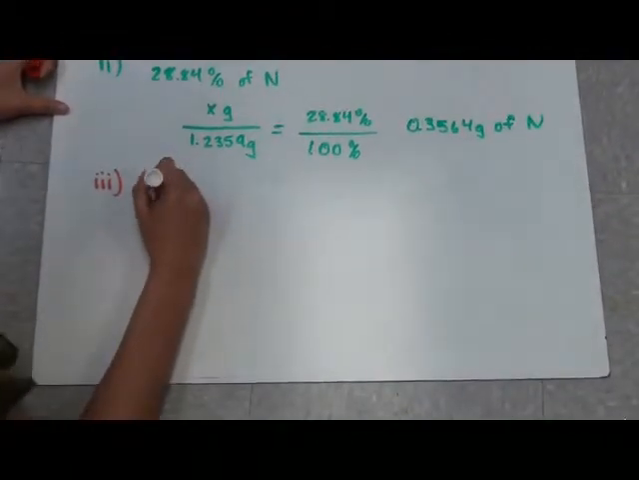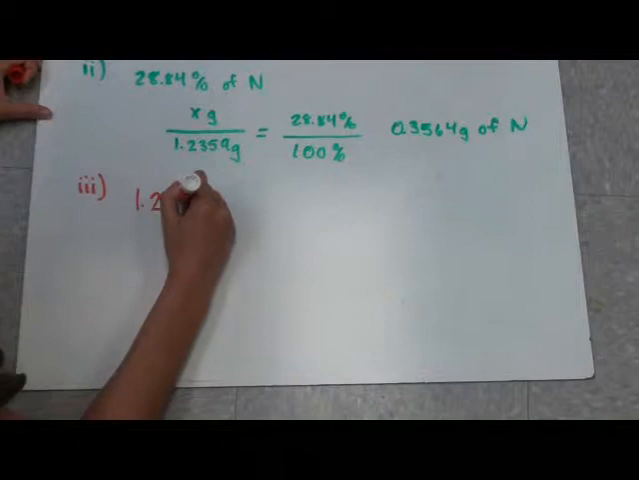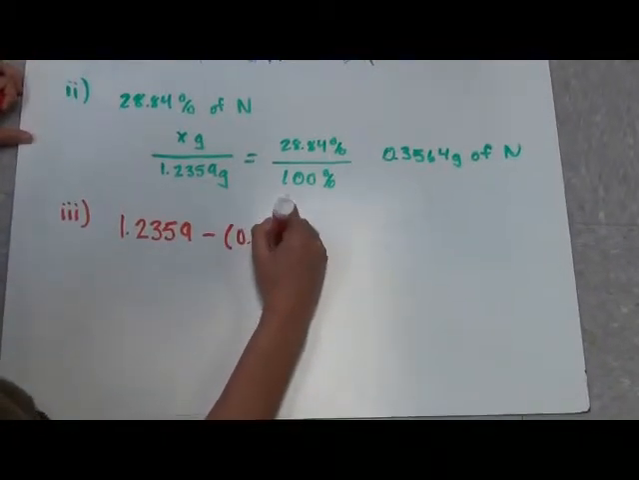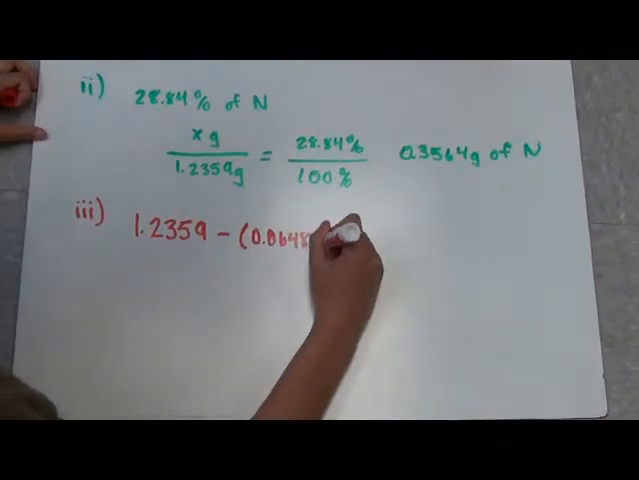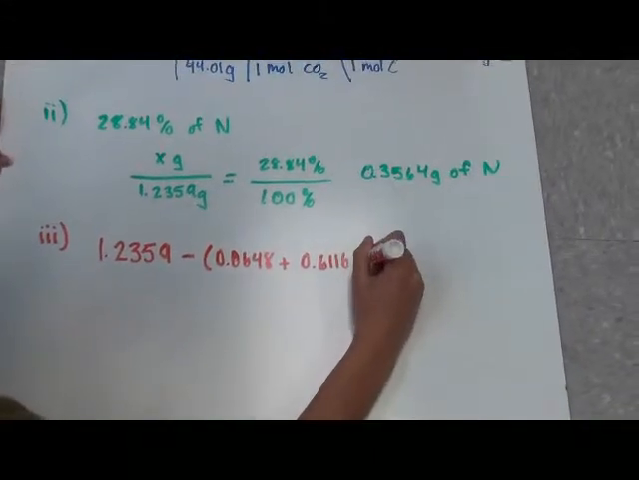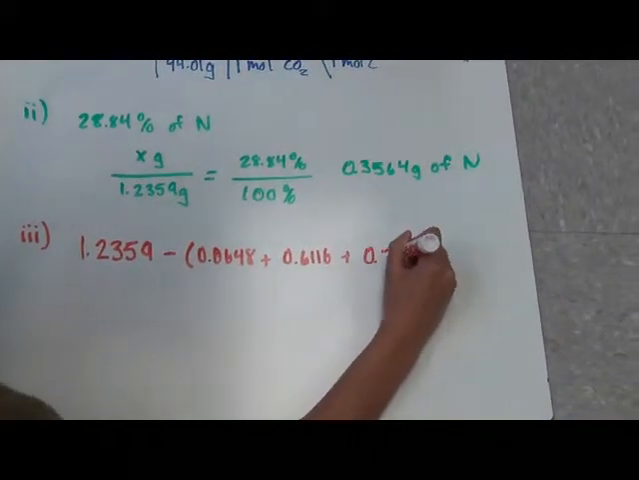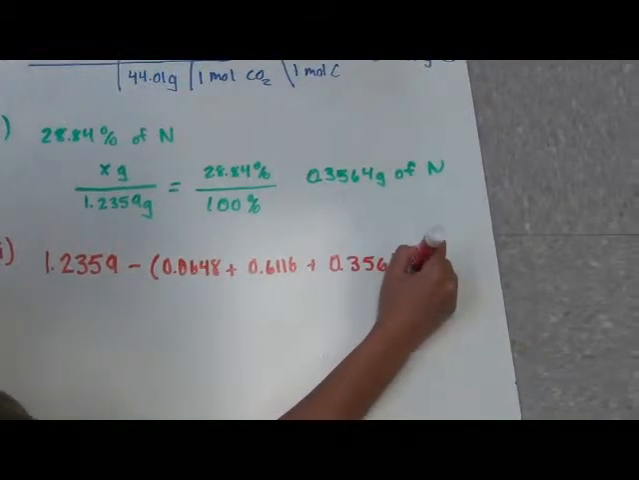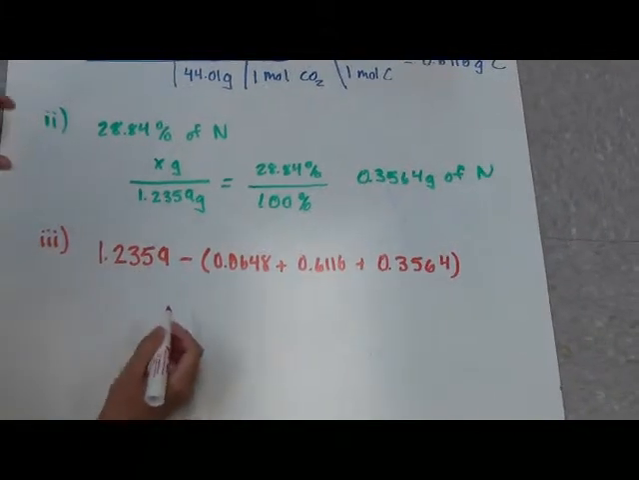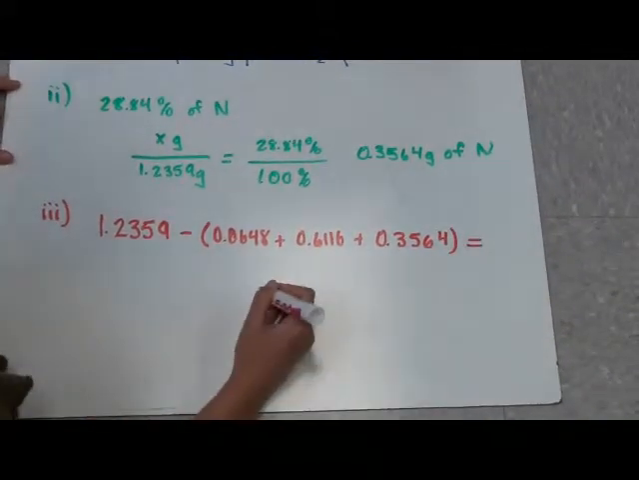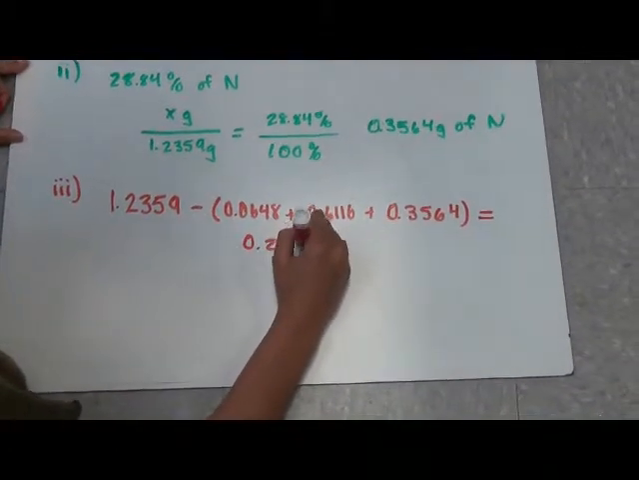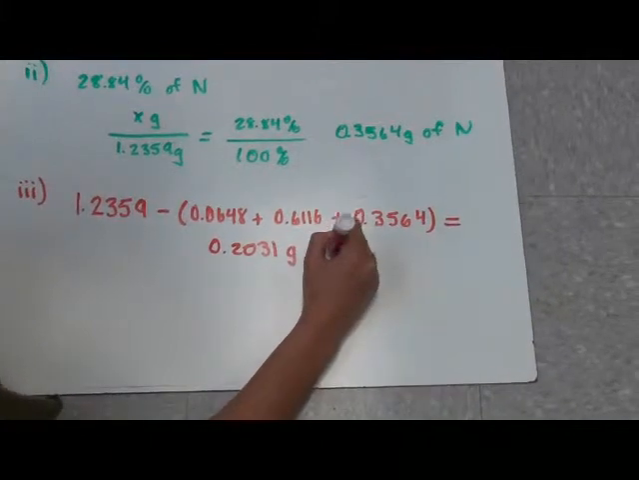So from the total, we can take 1.2359 minus 0.0648 plus 0.6116 plus 0.3564. This is your hydrogen, carbon, and nitrogen added up, subtracted from the total amount. If you do this, you get 0.2031 grams of oxygen.